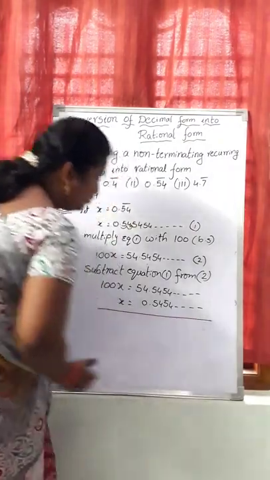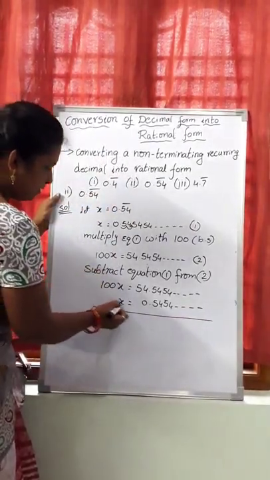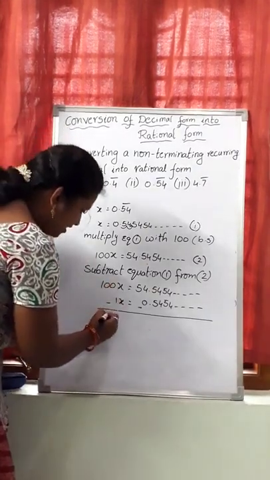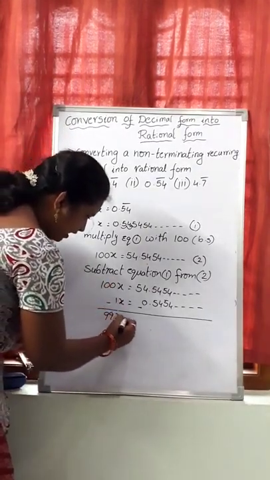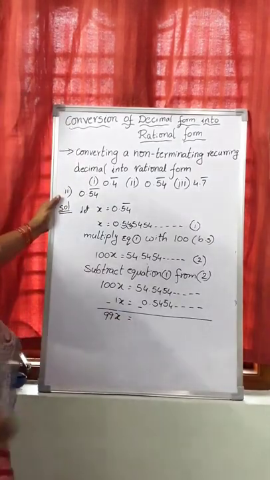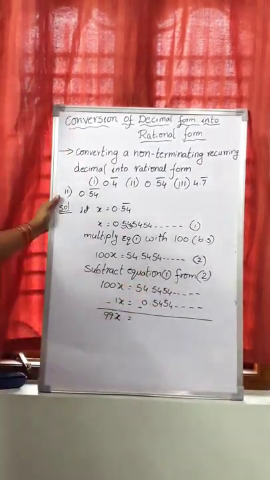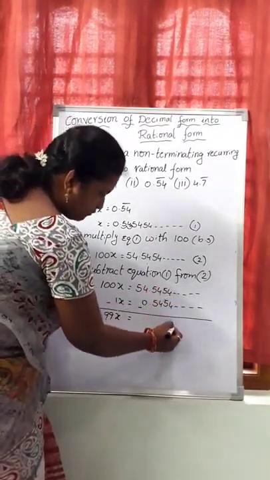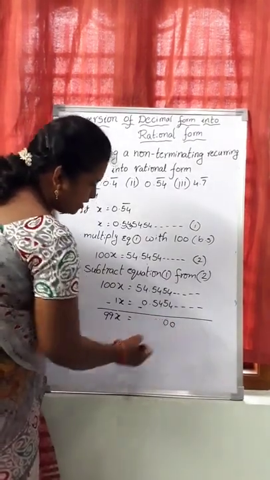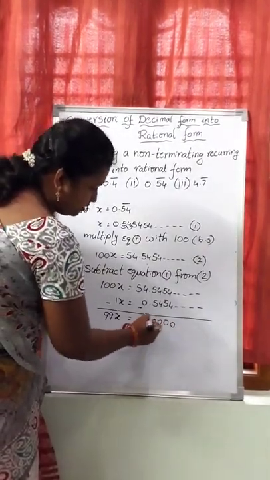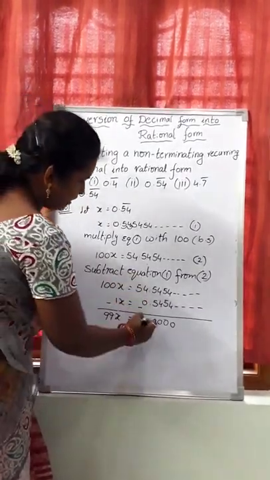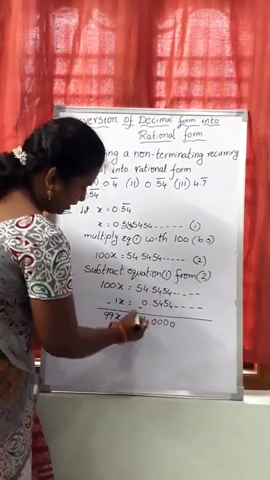So once again here we are doing the subtraction, so the symbols will be changed. Here x means 1x. So when we are subtracting 1 from 100, it is 100 minus 1 is 99x is equal to, first of all do the subtraction of the decimal part. So 4 minus 4 is 0, 5 minus 5 is 0, 0 and 0, we are getting point. Subtract 0 from 4, 4 minus 0 is 4 and it is 5.